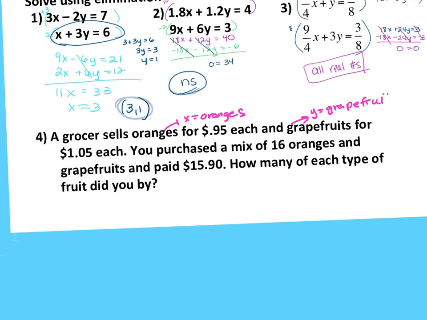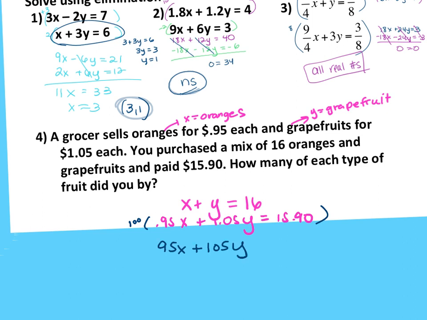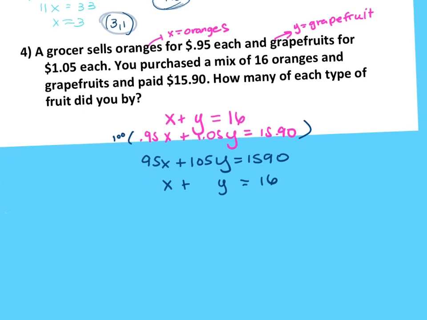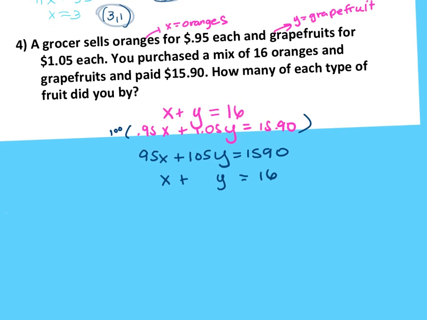What's true about the total X plus Y that I purchased? 16 of them. Then I want to give them their value, right? So oranges, 0.95x plus grapefruits 1.05y equals $15.90. So I can multiply this entire thing by 100 this time. And then I have choices. You can either use substitution by solving the bottom for one of them, or you can use elimination. Let's practice elimination so I can multiply by like -95 here.